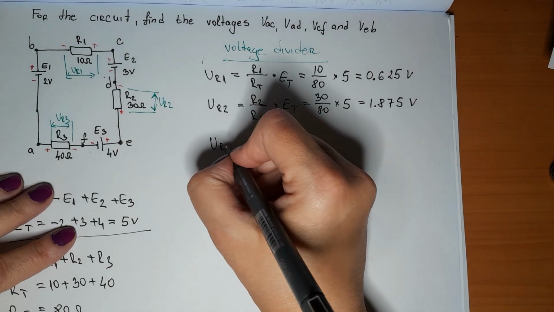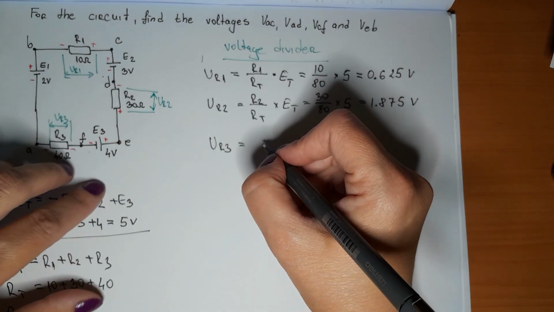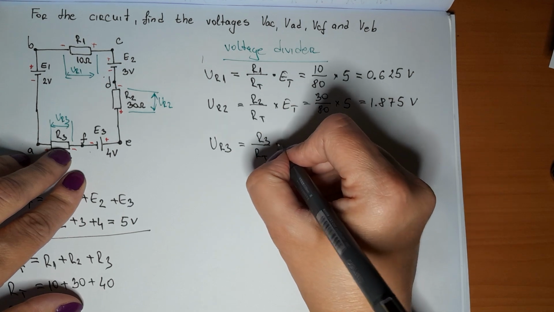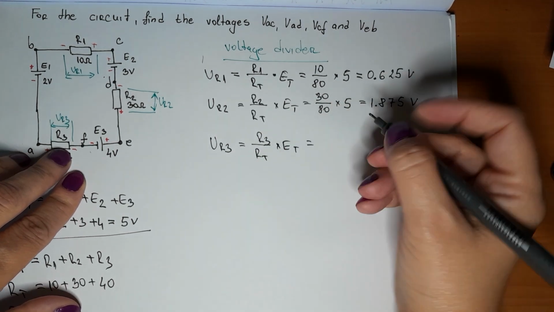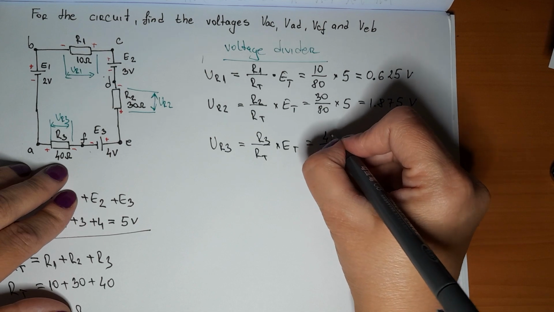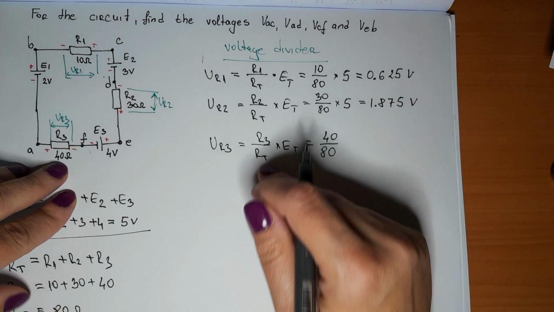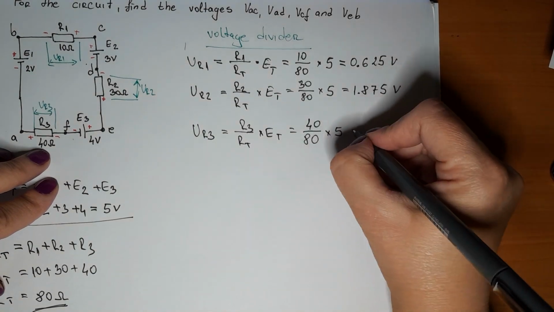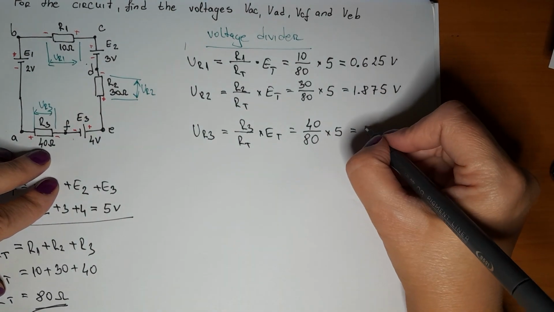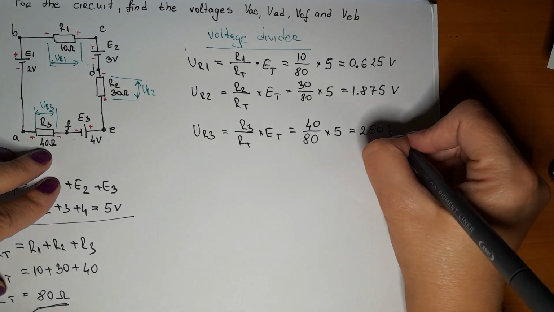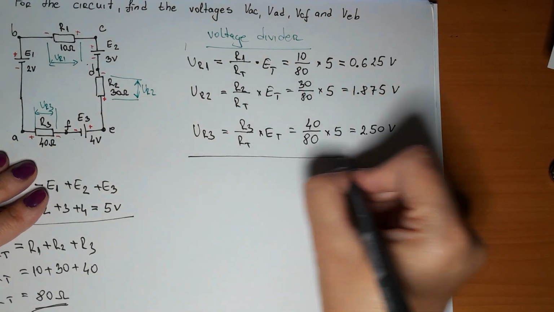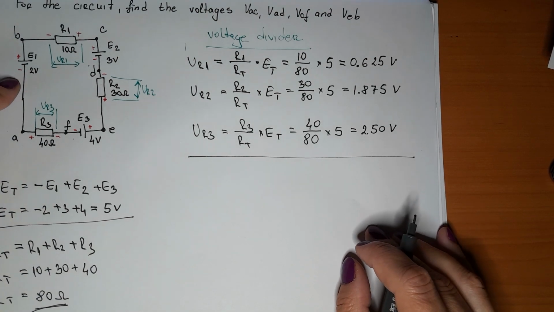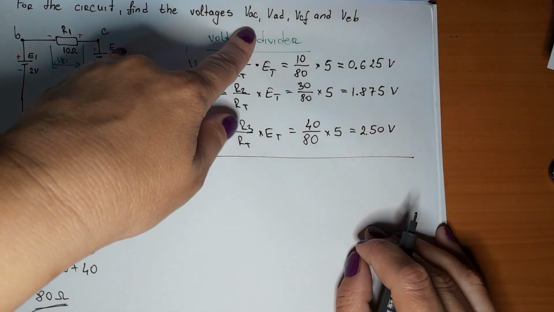Next one, R3. So we have to use R3 over R total, so we have 40 over 80, RT at 80, then multiply with 5, and our result will be 2.50 volts. Okay, so now when we have all voltage drops here, we can use that to calculate our voltages or potentials.